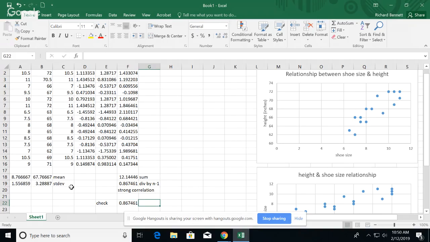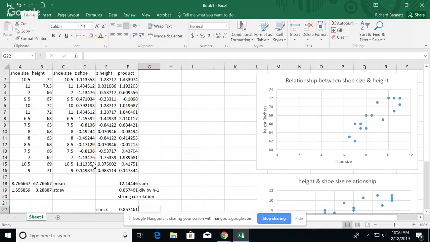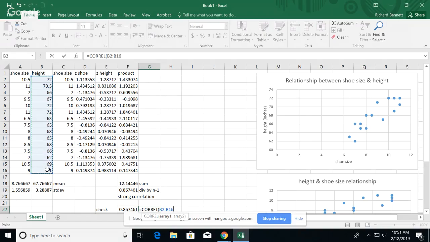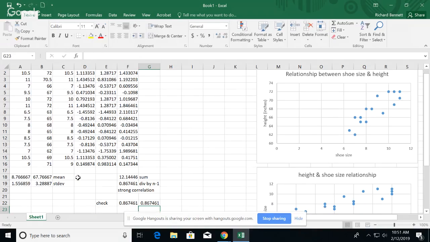Now let me ask you another question. What if I put the height as the X variable and the shoe size as the Y variable? Will that change my correlation? Should we find out? CORREL. I'm using the height as my X variable and the shoe size as my Y variable. Drum roll, please. Exactly the same.